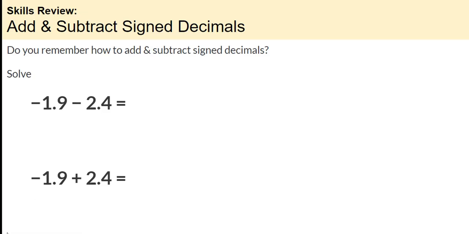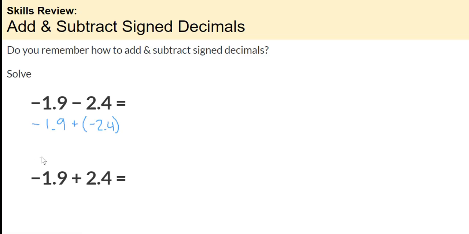All right, how did you do? All right, so we got the same numbers. Now we're subtracting and then we're adding 2.4. Okay, so we got some differences. All right, so do you remember what to do when you are adding or subtracting and they have the same sign? Or maybe before we do that, we're going to rewrite this question as negative 1.9 plus negative 2.4. So we change the subtraction to plus and negative.